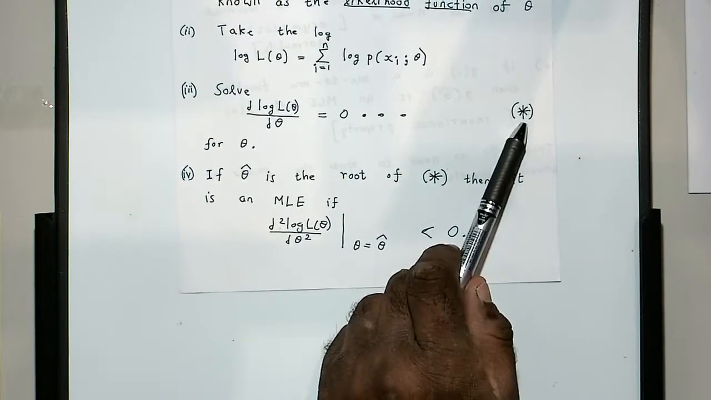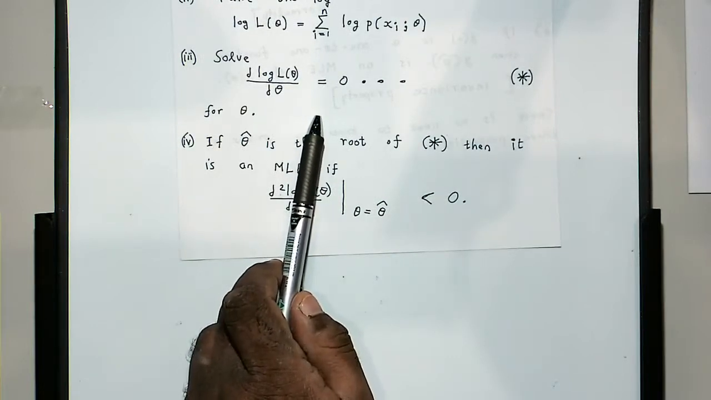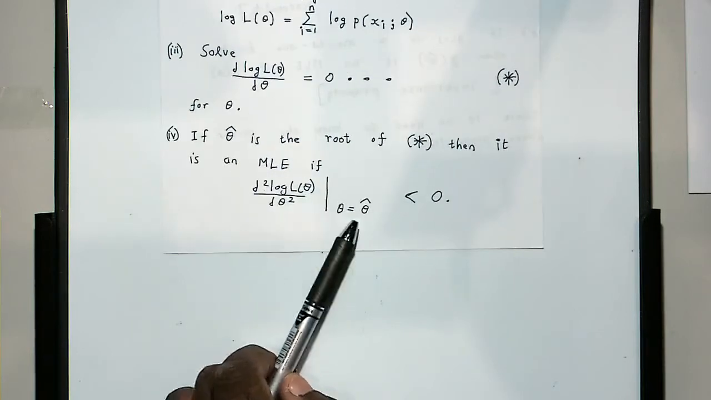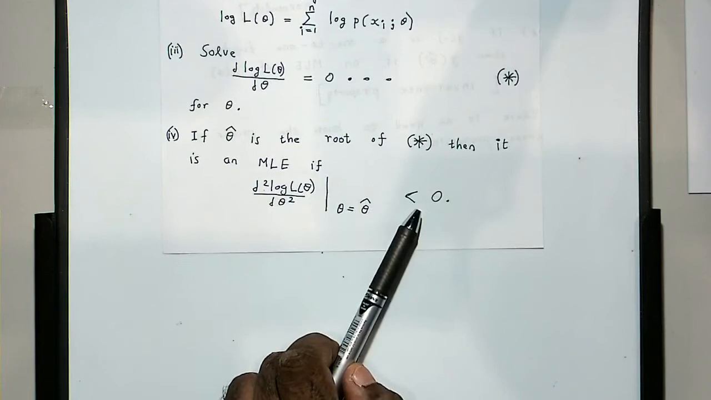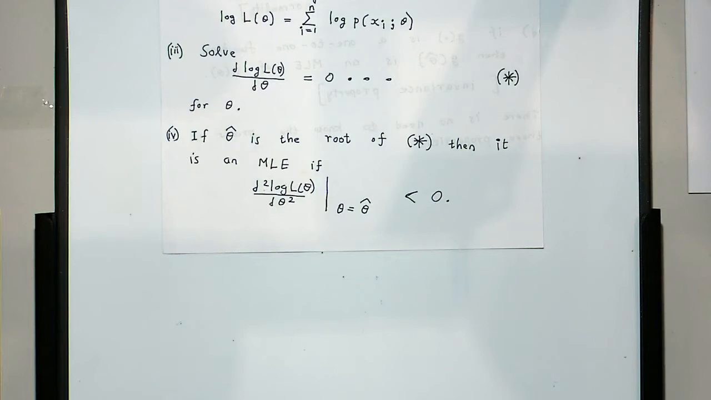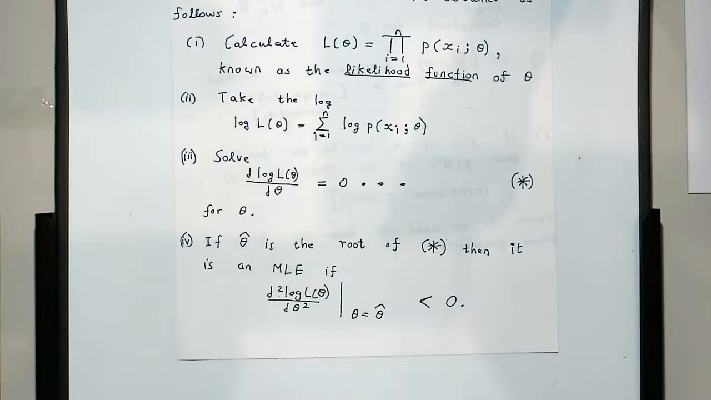Let me call this star once again. Now, to make sure that the solution of this equation corresponds to a maximum, you take the second order derivative and compute that at theta hat. And if that is negative, then the solution of this equation star corresponds to the maximum of the likelihood function, and hence it is a maximum likelihood estimator, right? All right, so this is the procedure for discrete data, and the procedure for continuous data was on the previous page, okay? Now, there are some properties.